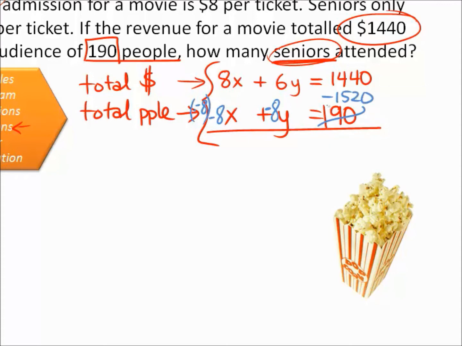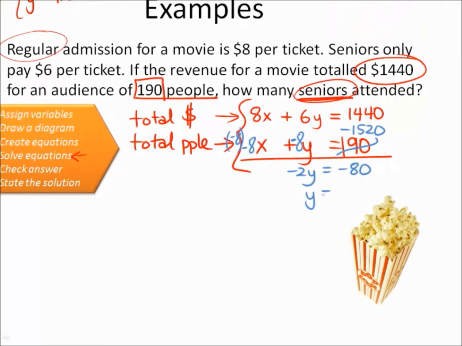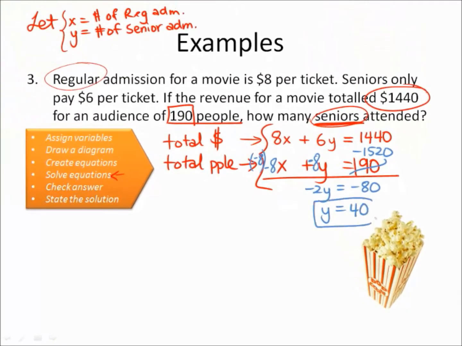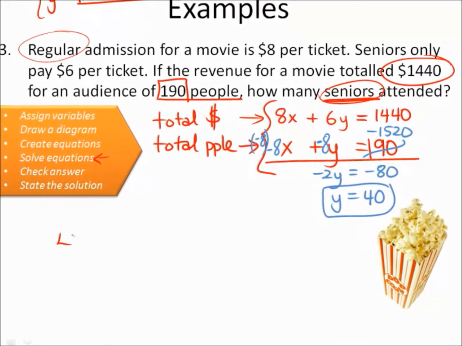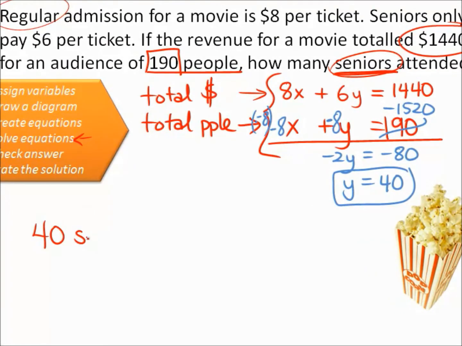Let's add those up. 1440 minus 1520 gives us -80. And 6 minus 8 gives us -2y. That gives us y equals 40. Therefore, there should be 40 senior admission tickets sold. So 40 seniors attended.